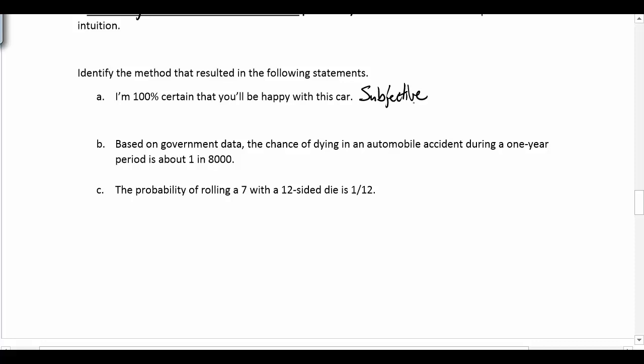Based on government data, the chance of dying in an automobile accident during a 1-year period is 1 in 8,000. Well, they did an experiment. They wrote down how many times something happened. So that's that empirical or relative frequency. Probability of rolling a 7 with a 12-sided die is 1 out of 12, and they didn't actually go out and roll the die. They just looked at what would happen assuming all outcomes are equally likely. So this would be theoretical probability.